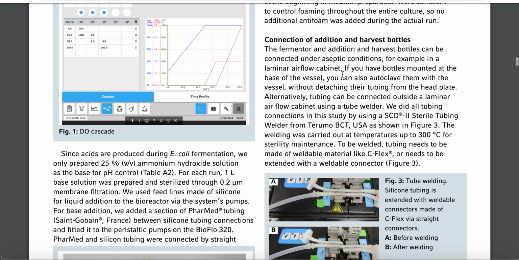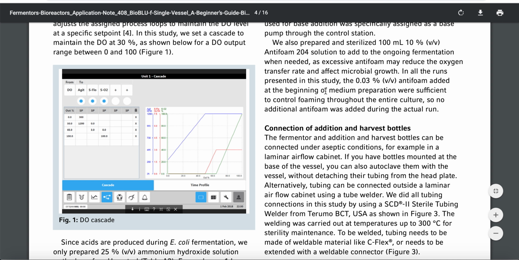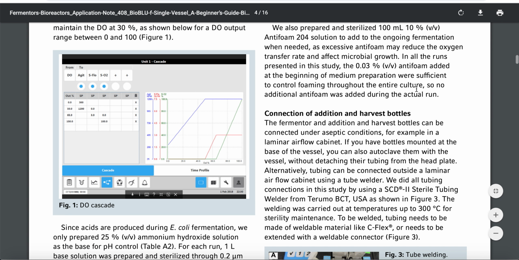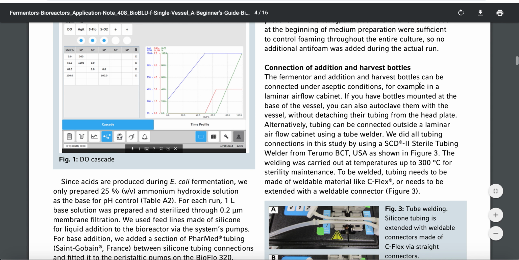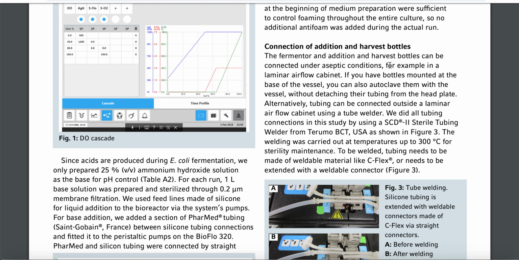So here they're explaining, I don't know, they made a 10% volume per volume antifoam 204 solution, and then in all the runs presented, they used 0.03% antifoam added at the beginning, and that was sufficient to control foaming throughout the entire culture. So no antifoam was added during the actual run.